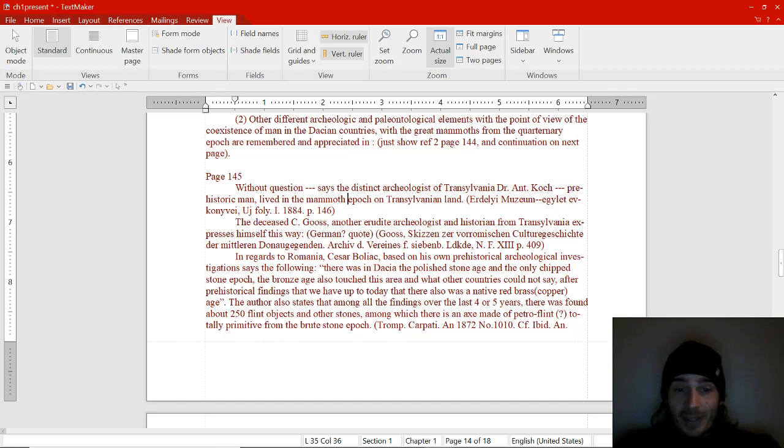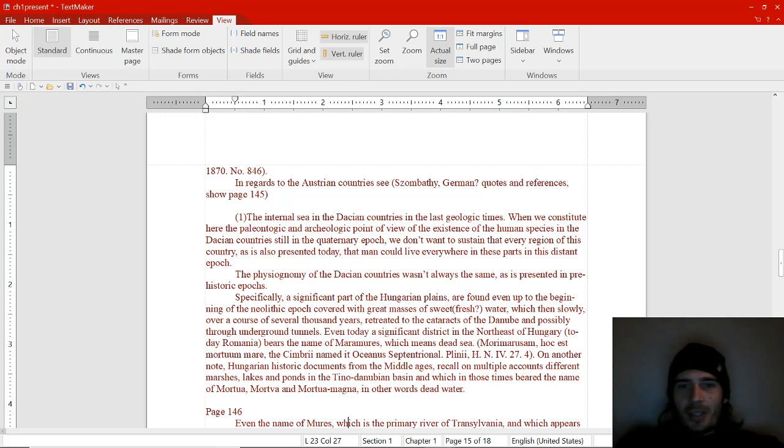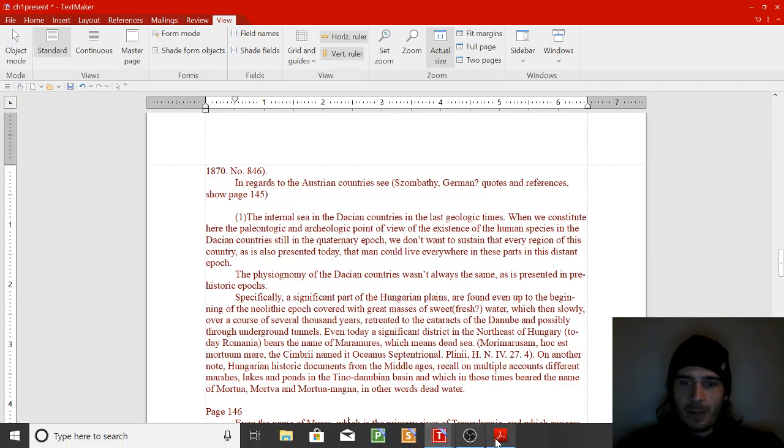The author also states that among all the findings over the last 4 or 5 years, there was found about 250 flint objects and other stones, among which there is an axe made of petroflint. Gotta investigate that too. Totally primitive from the brute stone epoch. And then the reference. In regards to the Austrian countries, see his own Buffy, and he lists some German quotes and references. Show page 145. Okay.